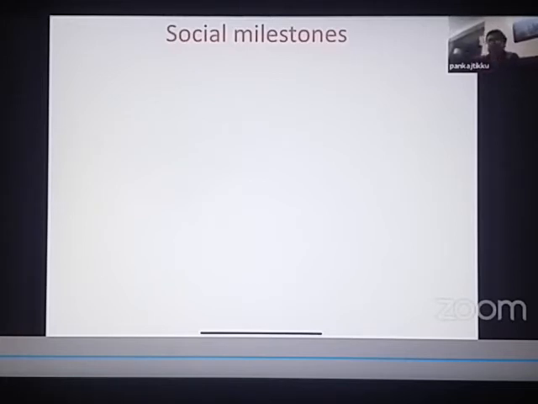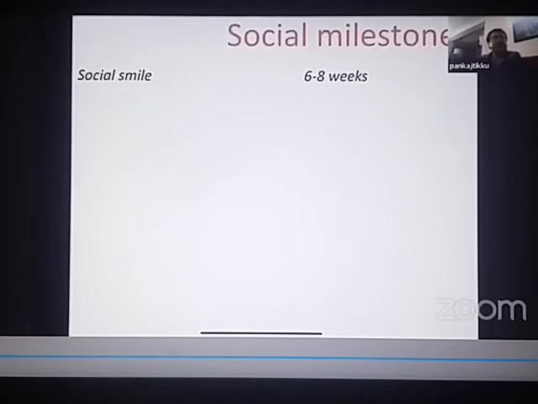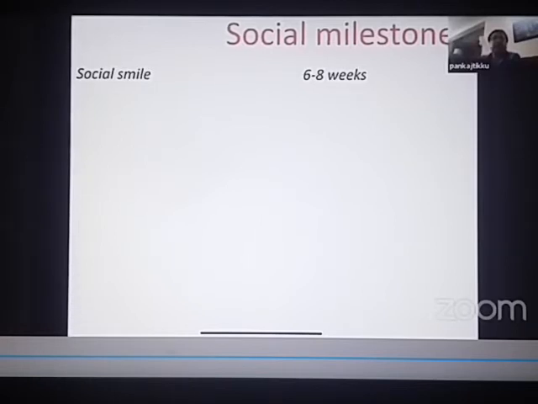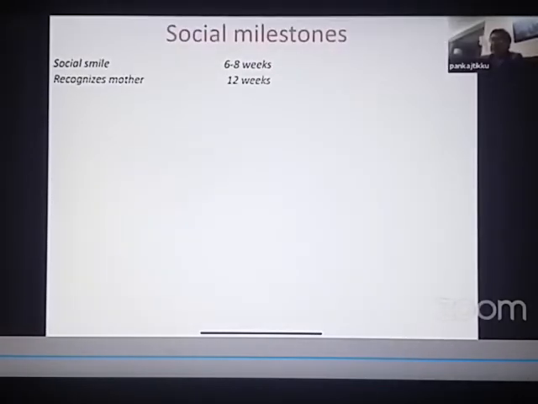So social milestones. The first thing that you need to know in a social milestone is a social smile. When does a child show a social smile? When does a child smile because he wants to smile? It is at 6 to 8 weeks. A child shows a social smile at 6 to 8 weeks. Another FMG question, when does a child recognize the mother? So this is again an FMG question.